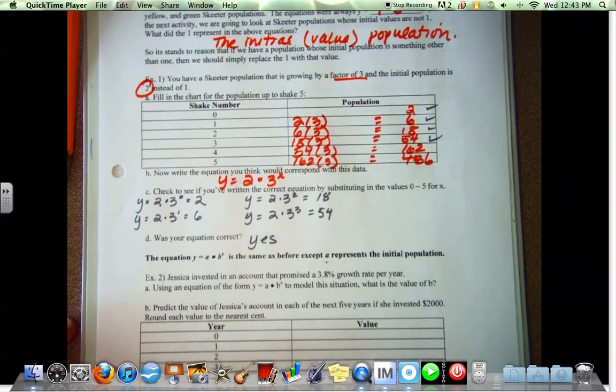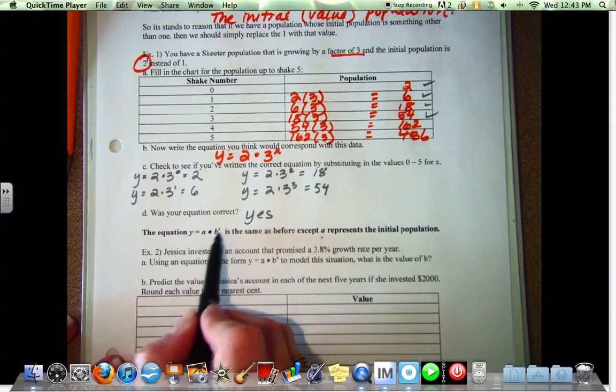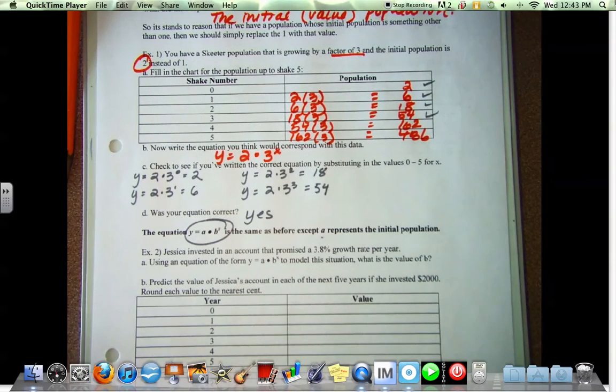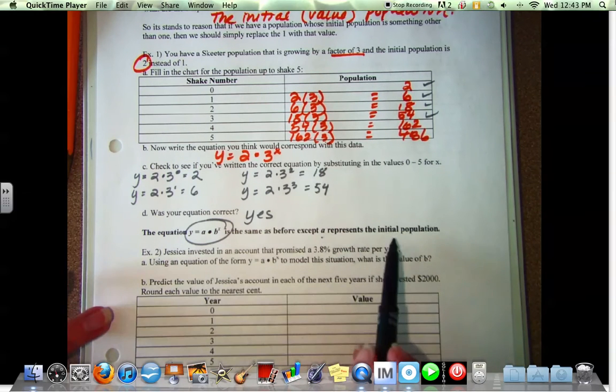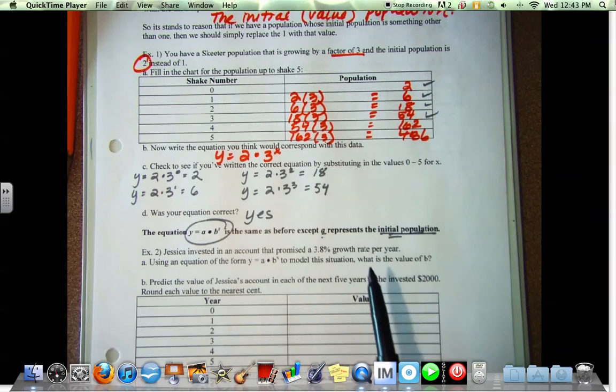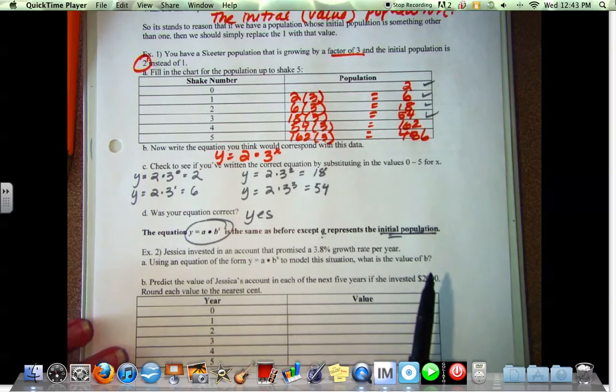The equation y equals a times b to the x, this is really important, is the same as before except a represents the initial population. Before, we were always given 1 for the initial population, but now we're going to have values other than 1 to start off with.